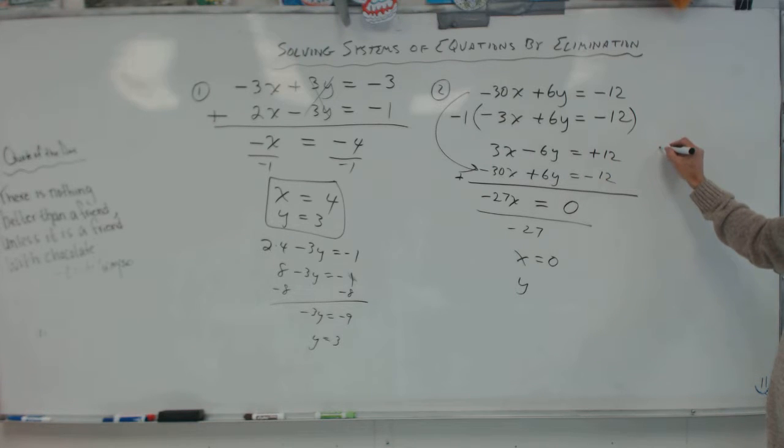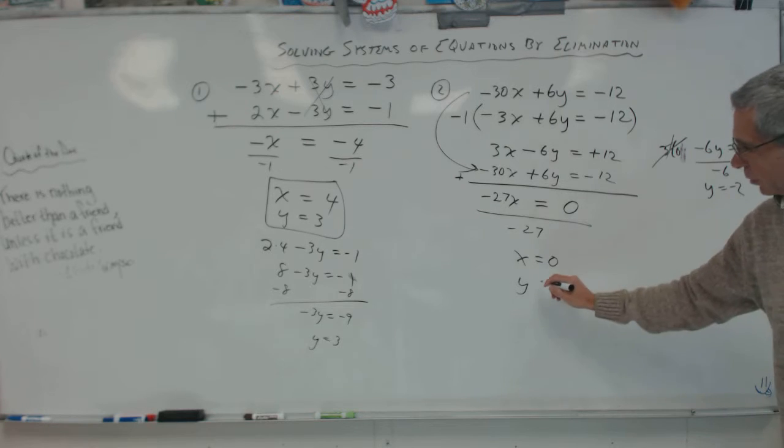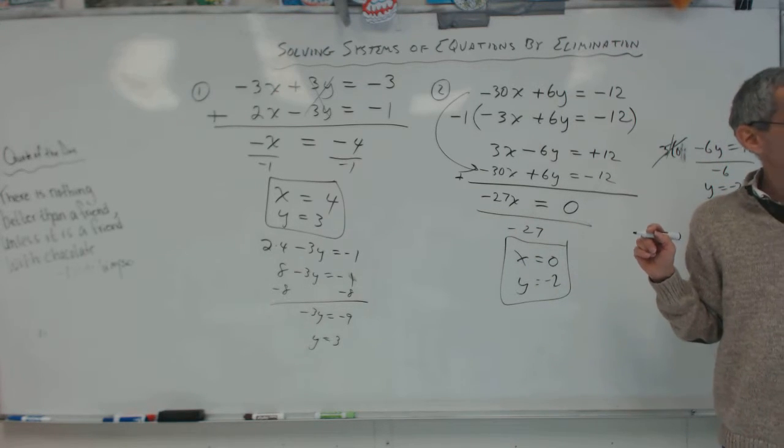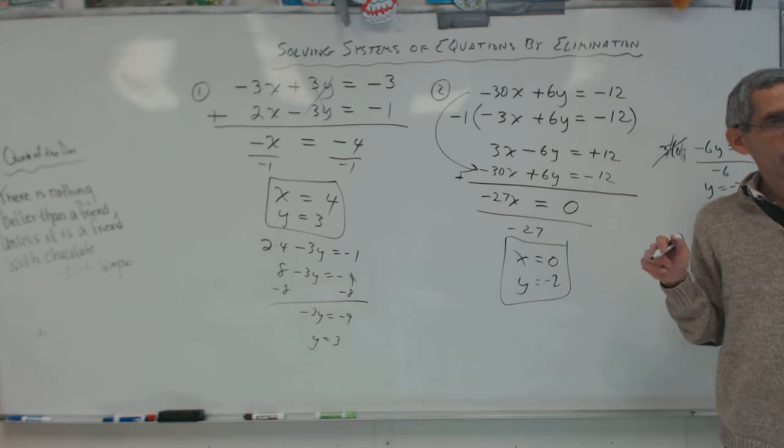You could say 3 times 0, which is 0, whatever, minus 6y is equal to 12. Divide by negative 6. y is equal to negative 2. So you say y is negative 2. Pretty easy, right? See what I mean?